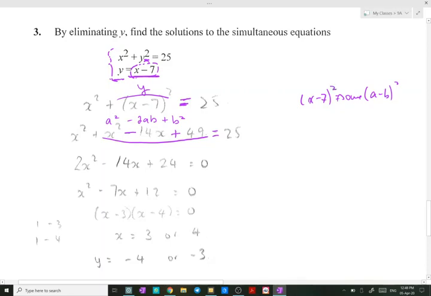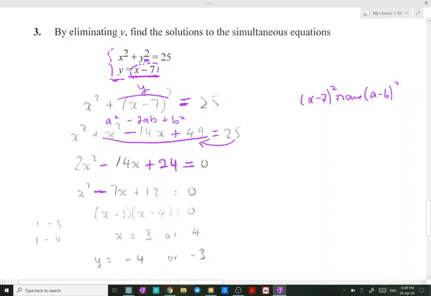So collecting like terms, you get x squared minus 14x, take the 25 to the other side, and you're going to have plus 49 minus 25, it's plus 24, equals 0. So this is a quadratic equation, so you need to factorize. Factorizing, you're going to use sum and product.